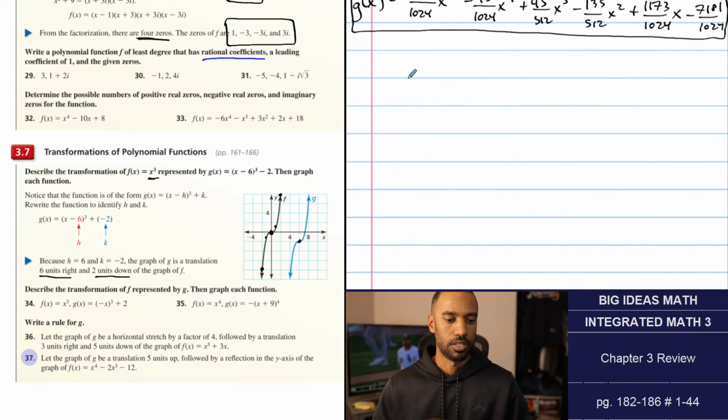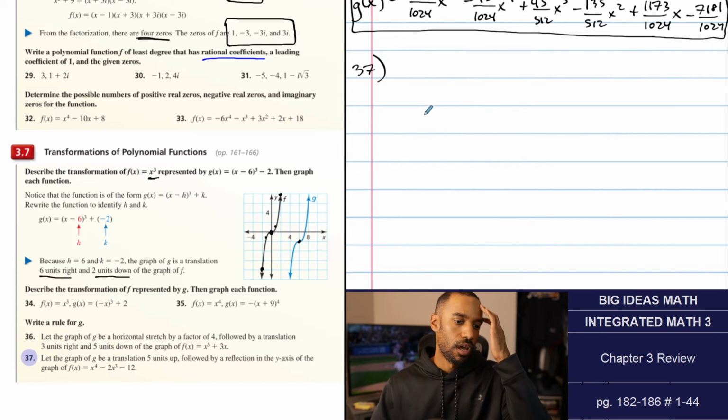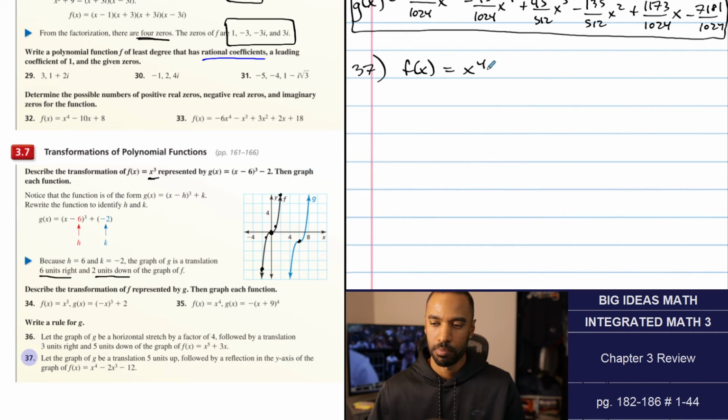Let's see if they're like, oh man, this is a lot easier. And it probably is, because this one probably doesn't have a fraction. Okay, let the graph of g be a translation 5 units up, followed by a reflection in the y-axis of the graph of f of x equals x to the fourth minus 2x cubed minus 12.